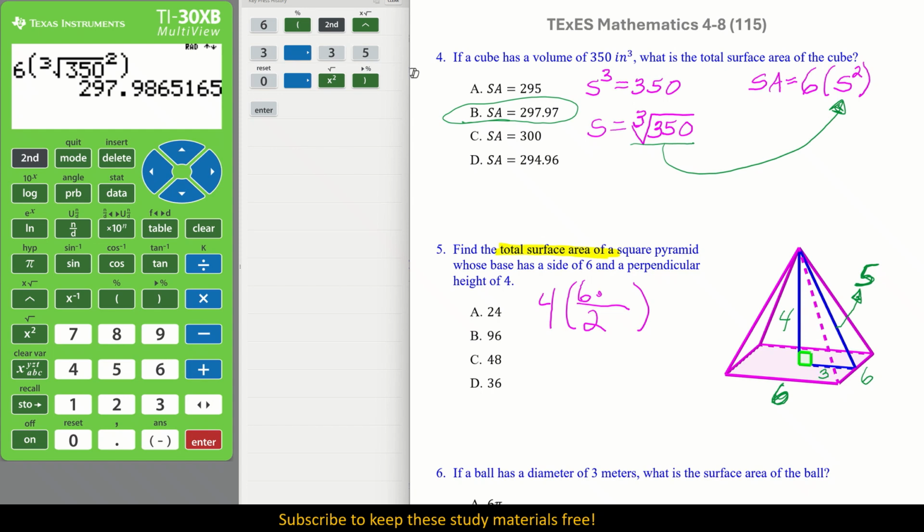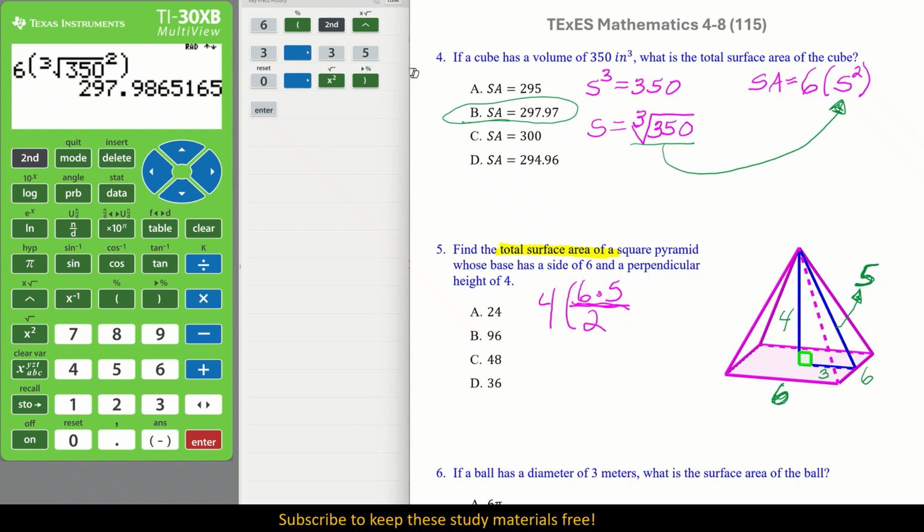Well, we can't use the 4. That height is the perpendicular, or what some laymanly call the square height, right? The 4 is going up the middle, and that's for volume. We want the slant height, which is the 5. So we need to say base times height. So it's 6 times 5 divided by 2, and there are 4 of them.